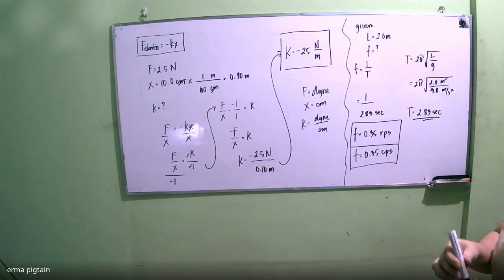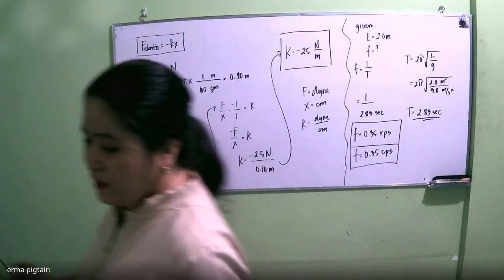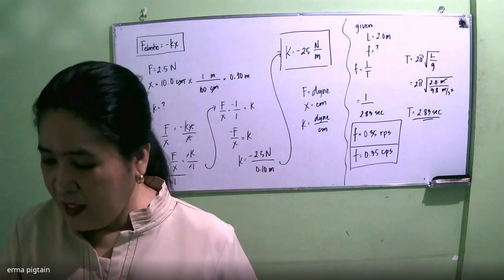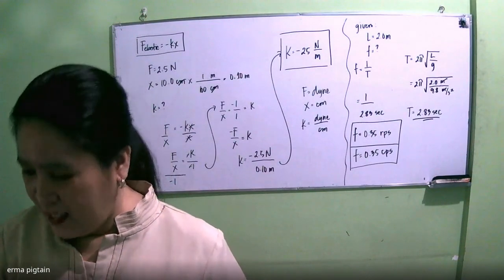Ayan. Okay? So, that is all about the description of the simple harmonic motion in terms of oscillations. Okay?